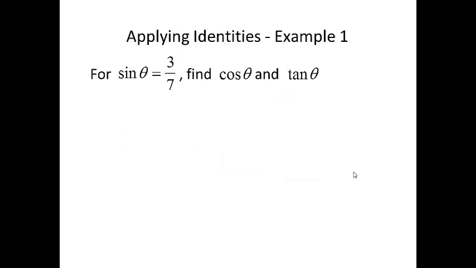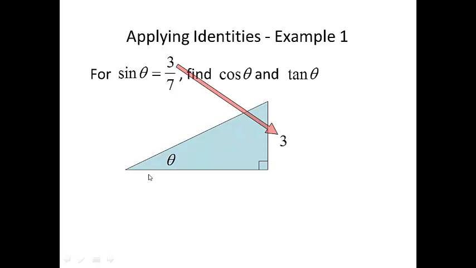For sine of theta equal to 3/7, find the cosine and tangent. This sounds awfully difficult because it doesn't seem like you have enough information, but all you have to do is draw yourself a right triangle. If you have an angle, let's put our angle here, you can put it anywhere you want. You can put it up here, you just can't put it at the right angle. You have two choices. I'm going to put it down here, and I know that sine is opposite over hypotenuse.